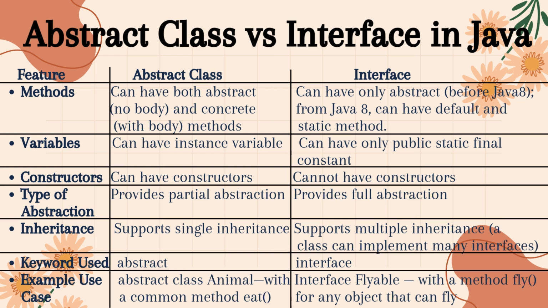Sixth, keyword used. Abstract classes use the abstract keyword, and interfaces use the interface keyword. Seventh, example use case. An abstract class like Animal may have a concrete method like eat. An interface like Flyable may declare a method fly for any object that can fly. So remember, abstract classes are great for shared logic, interfaces are great for shared capabilities.